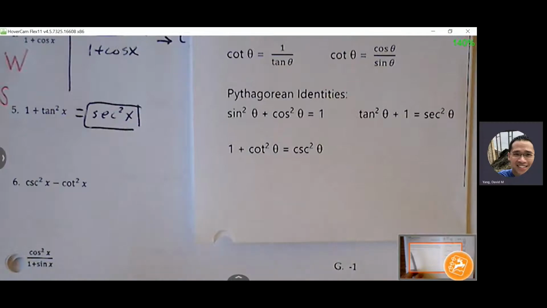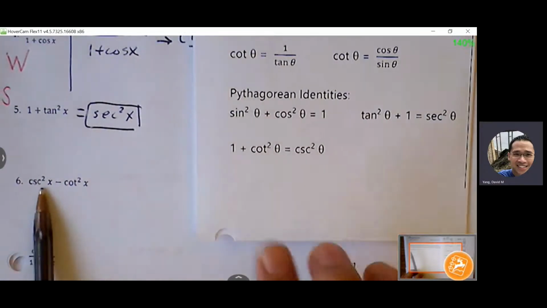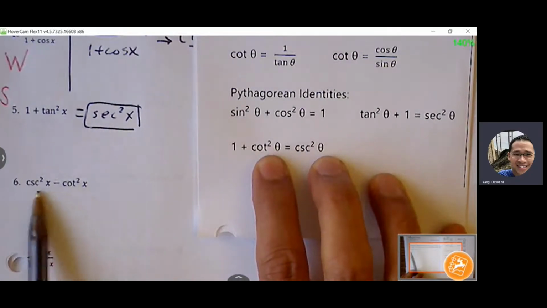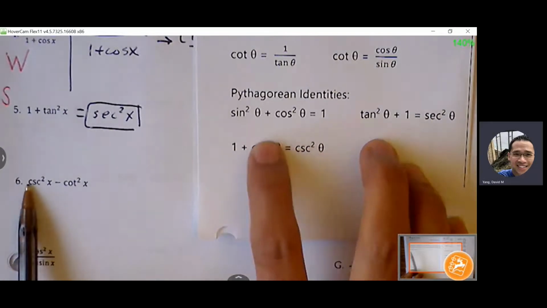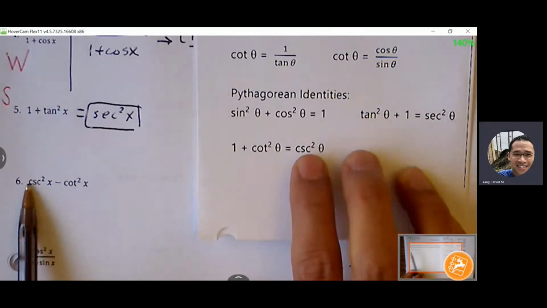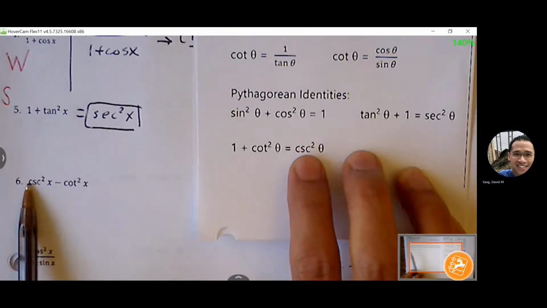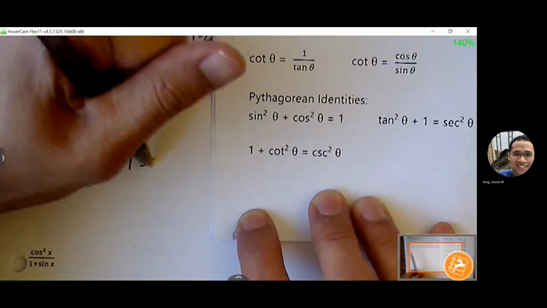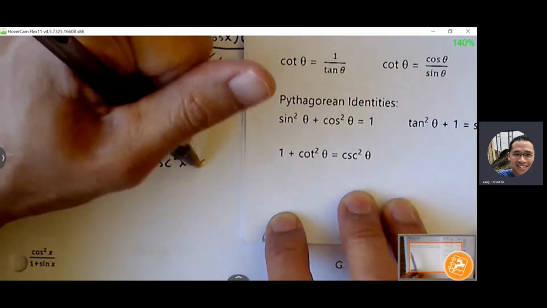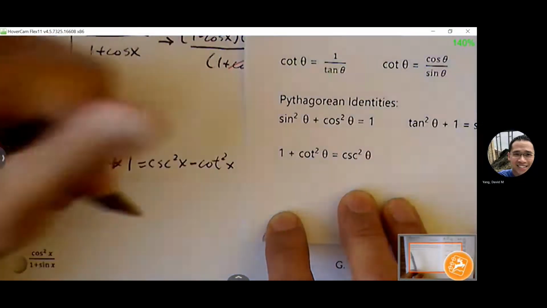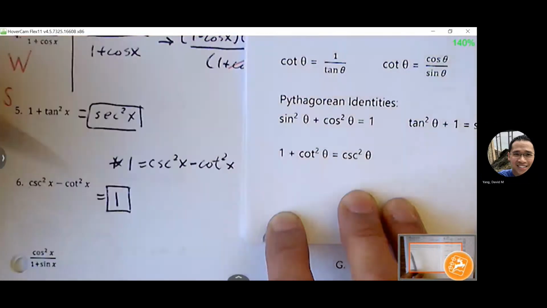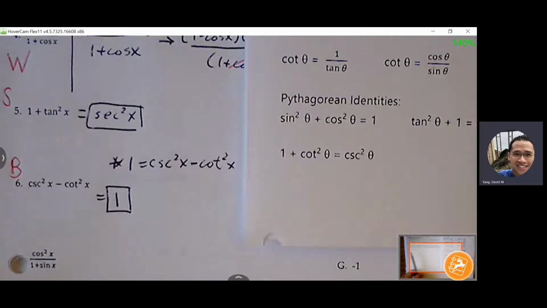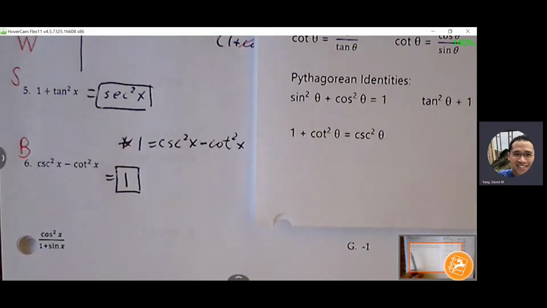Okay, next up, cosecant squared minus cotangent squared x. I see exponents. I'm looking for a trig identity, a Pythagorean identity that I can use. If I subtract cotangent squared from both sides, I can get this to be cosecant squared minus cotangent squared. And that's just equal to 1, right? Okay, are we okay so far?